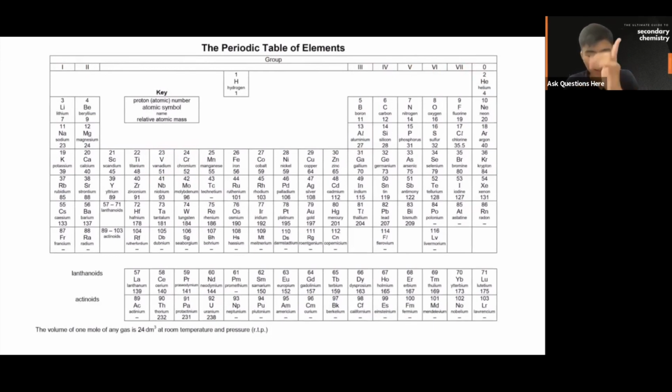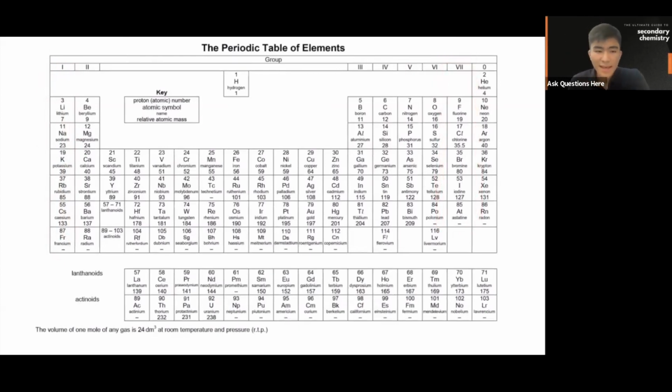I say group number 1, right? Let's look at group number 1, like that. So this over here is group number 1. Let's say I want to look at group number 7. Then I come here and I look at these elements.